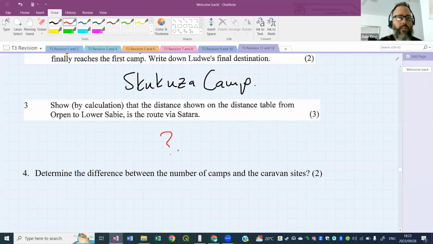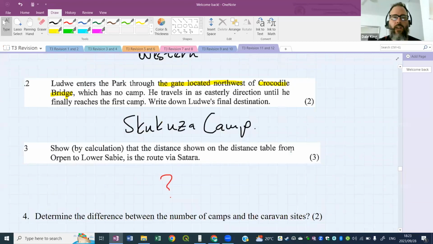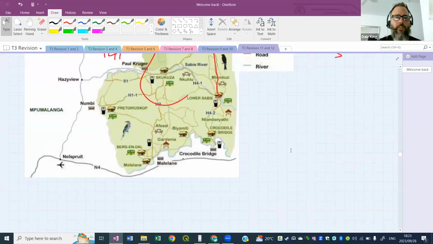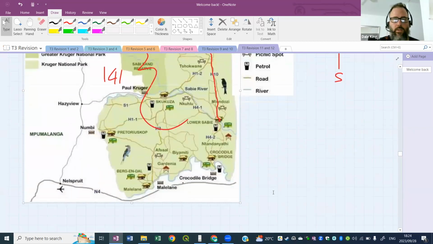That's frustrating. Question 4. Determine the difference between the number of camps and the caravan sites on this map. All right, I'm going to have to zoom out a little bit. In fact, let me just make the drawing a bit smaller.